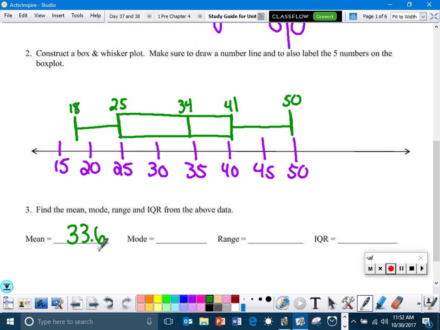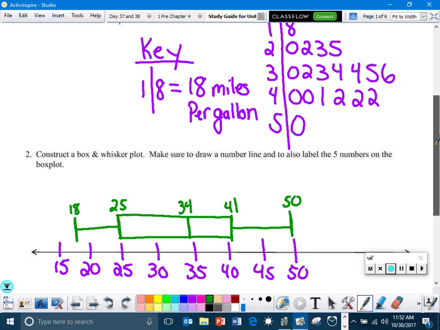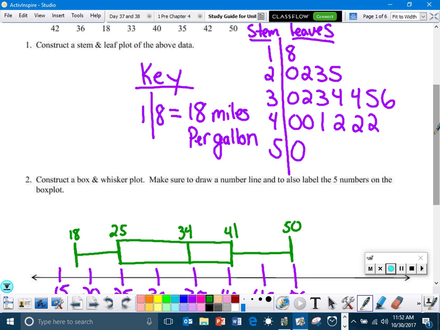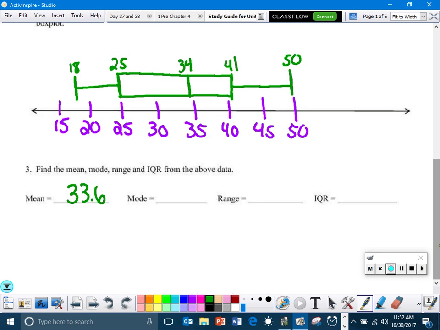All right, the mode is the one that occurs the most. Okay, well, the easiest way is to look at our stem and leaf plot, and you will notice the one that occurs the most is the 42. The 42 occurred 3 times, so the mode is 42. The range, that's where we got to do a little bit of math. You take the maximum, which is 50, minus the minimum, and so the range is 32.